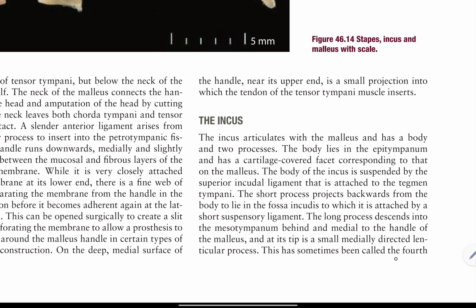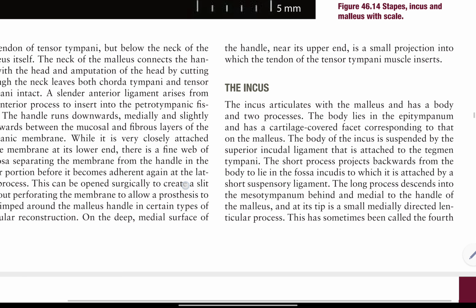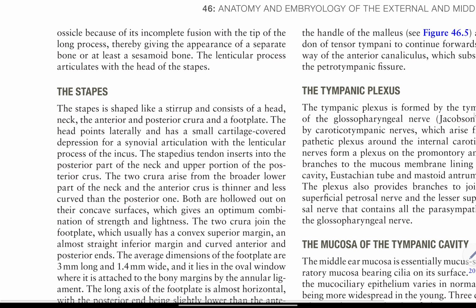This has sometimes been called the fourth ossicle because of its incomplete fusion with the tip of the long process, thereby giving the appearance of a separate bone or at least a sesamoid bone. The lenticular process articulates with the head of stapes.